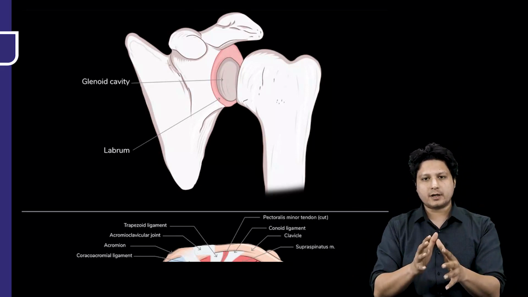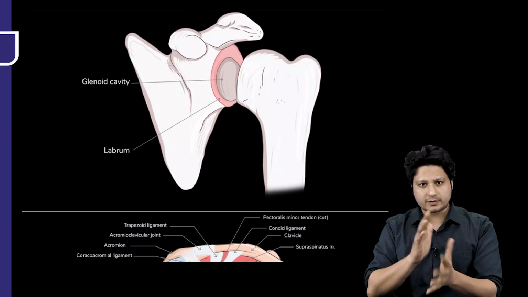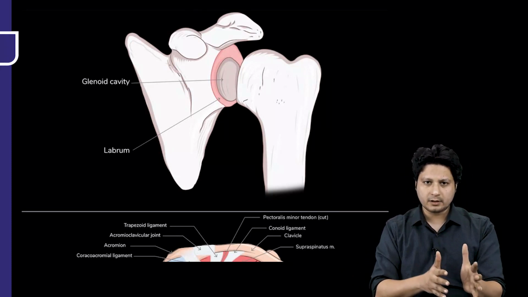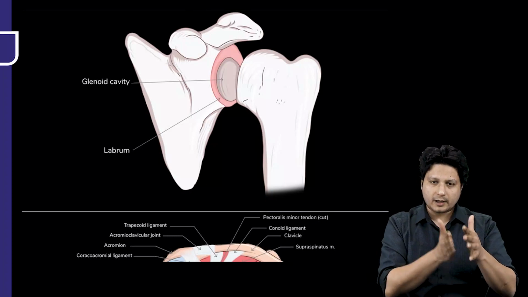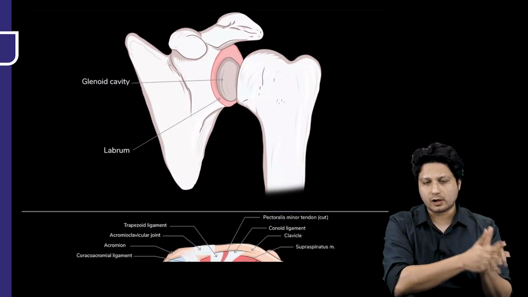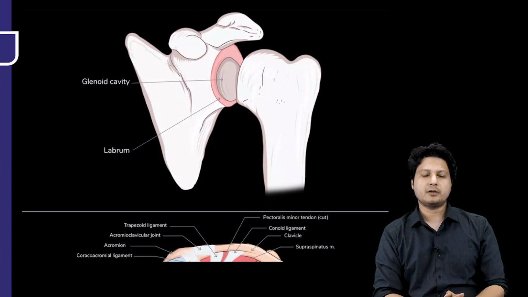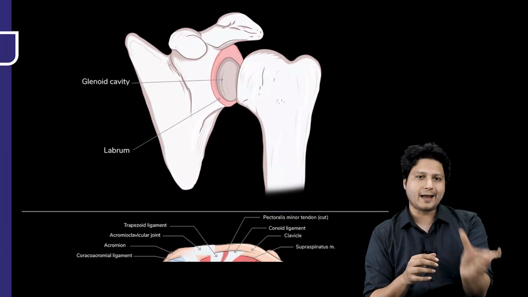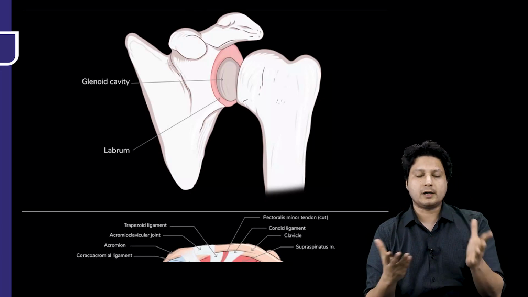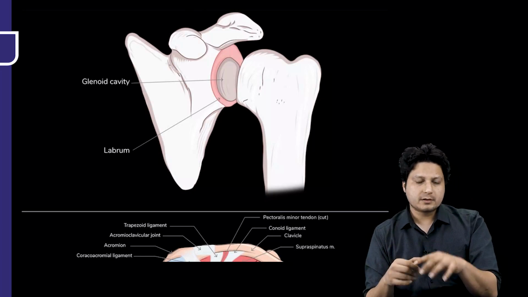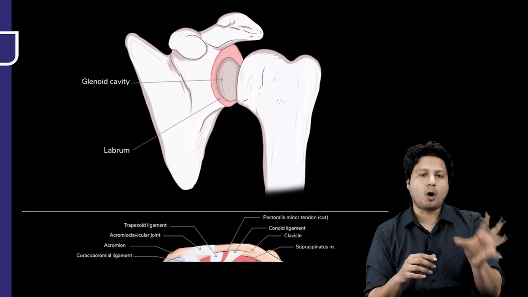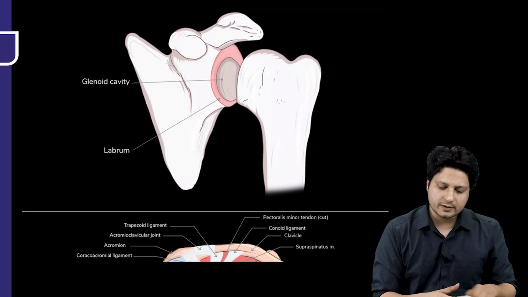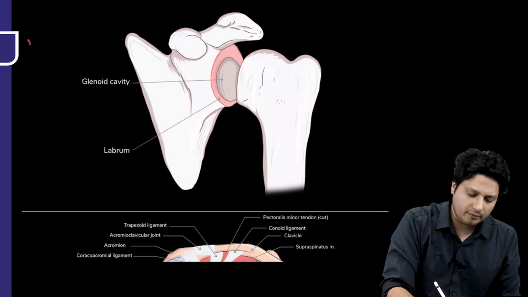But discussing this topic is important so that you understand what is the reason for this pathological mechanism. So if you look, primarily the shoulder joint is made up of the glenoid and head of the humerus. Now the articulation between glenoid and head of the humerus is known as the ball and socket type of joint.